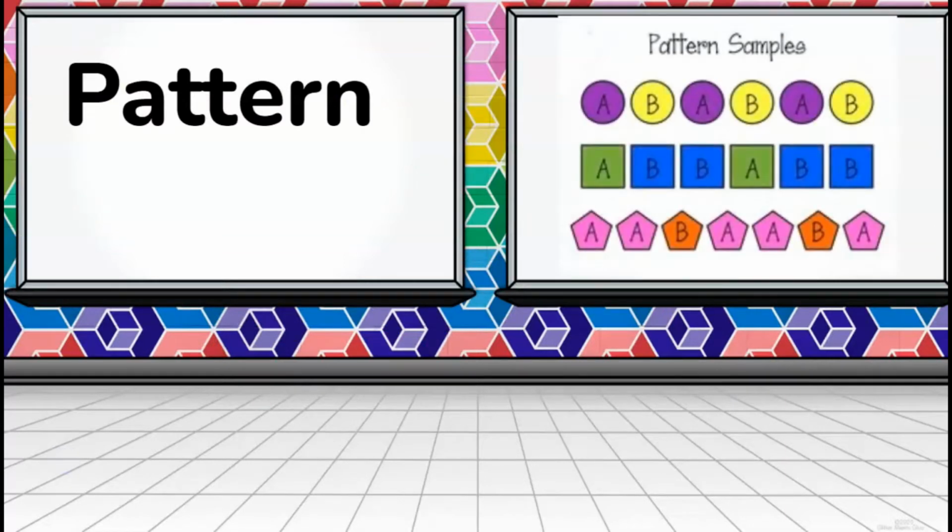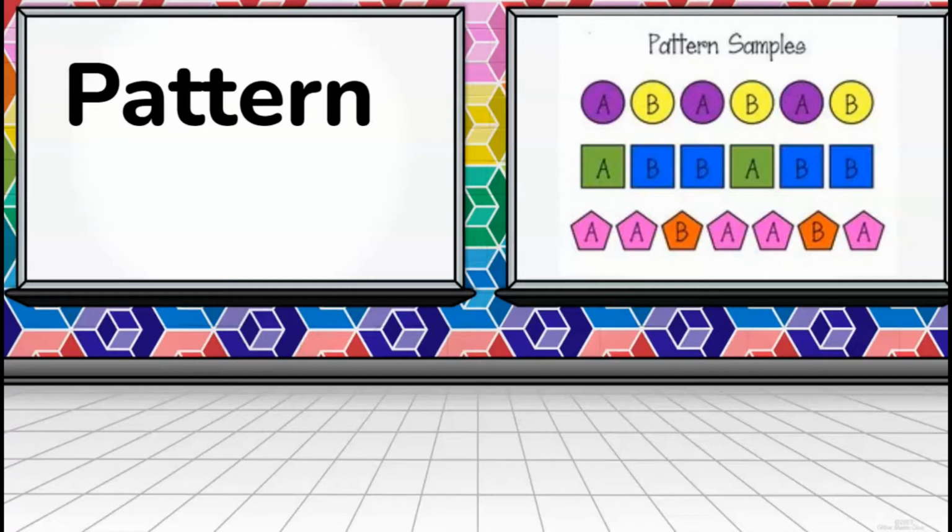So let's just address pattern really quickly. We know that pattern is when you repeat something over and over again. And if we look at these three examples, we see shapes that are repeated, but also colors that are repeated. So we see an AB, AB, AB pattern at the top, an ABB, ABB pattern in the middle, and an AAB, AAB pattern at the bottom. So these are just examples of different ways we can repeat something.